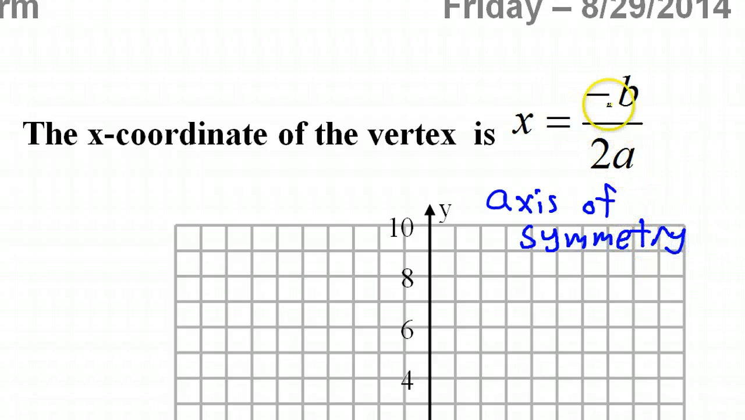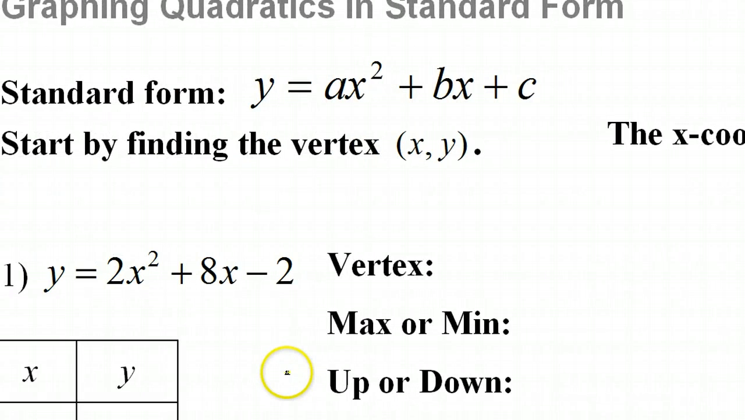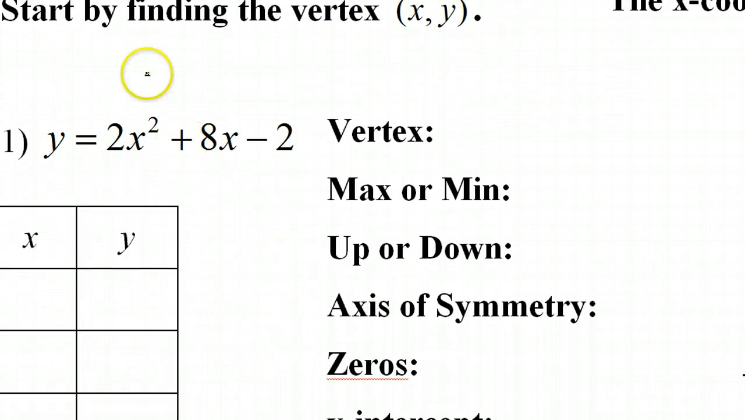is given by this formula: opposite of b over 2a. So this is a, and this is b, and this is c.